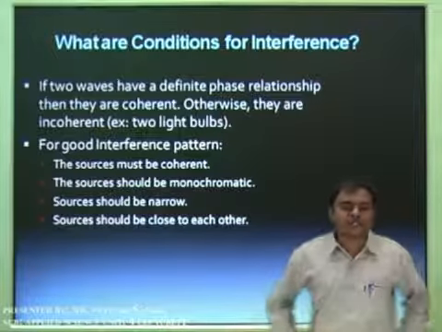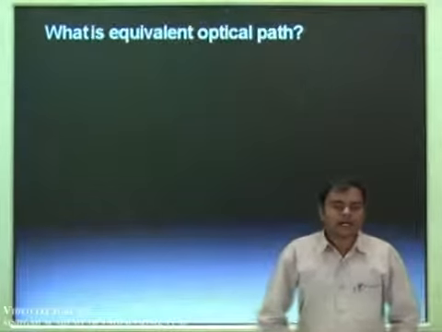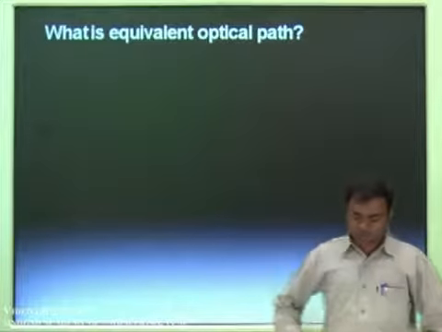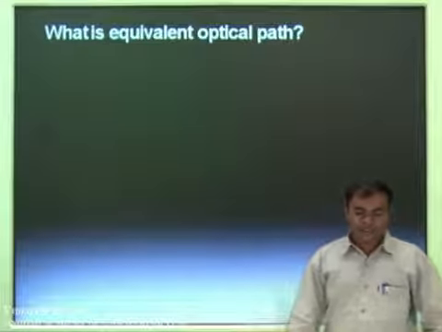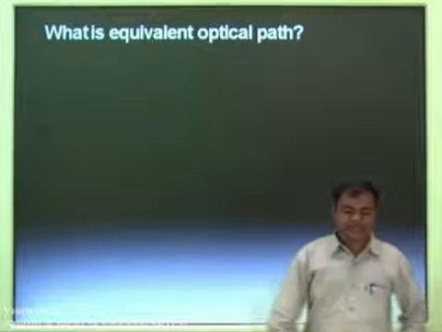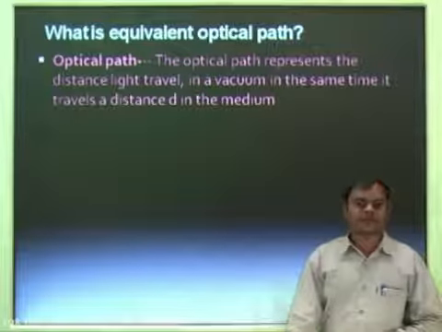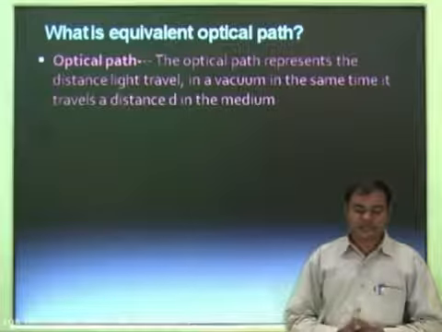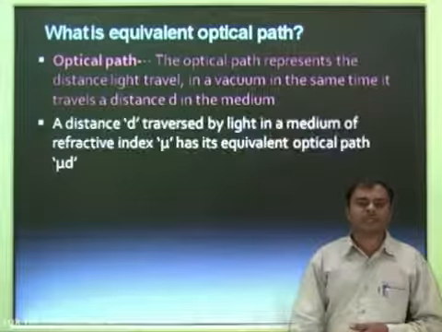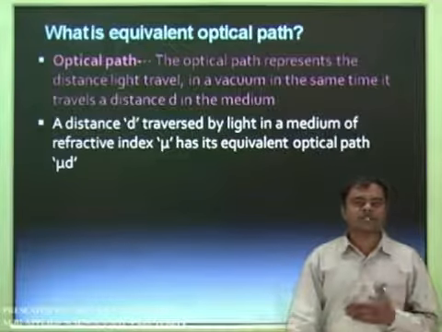One more concept we have to understand here is called the equivalent optical path. Now what is this equivalent optical path? The definition can be like this. The optical path represents the distance light travels in a vacuum in the same time it travels a distance d in the medium. A distance d traversed by light in a medium of refractive index mu has its equivalent optical path mu d. You can get a clear idea regarding this equivalent optical path from this figure.